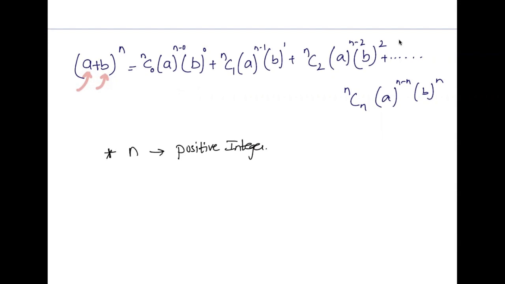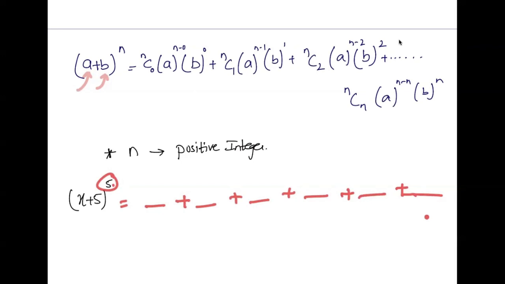For example, if you were asked to expand (x + 5) to the power of 5, the total number of terms is going to be one more than the power. So if the bracket has a power of 5, there are going to be 6 terms. All right, this is what we discussed in the last class. Now we are going to be doing an example.